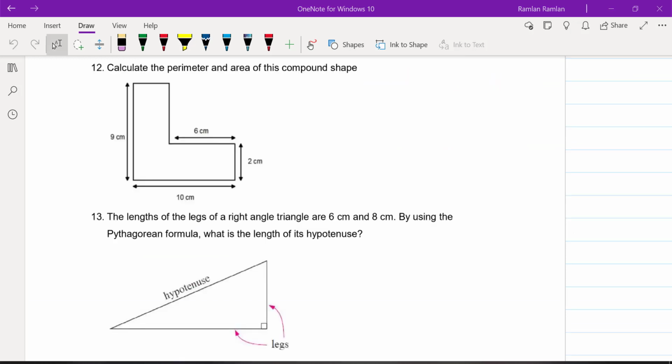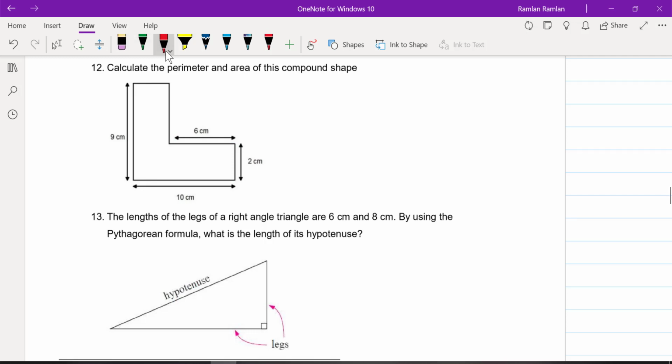Okay, for number 12, calculate the perimeter and the area of this compound shape. When we're talking about perimeter, just make sure that you are adding all of the side lengths, all of the ones on the outside, right? For example, if you have a line over here, you don't count this in the perimeter, because it's not on the outer side of the shape. If you start from here, you go this side plus this side plus this side plus this side plus this side, and then go back here plus that side. Okay, so that is the concept of how you calculate the perimeter.